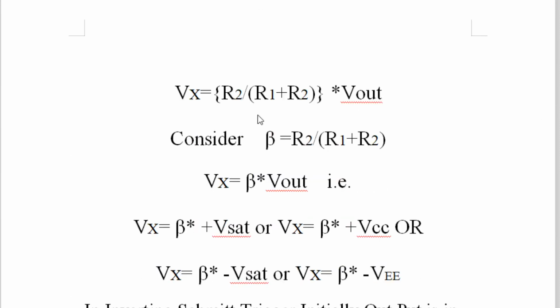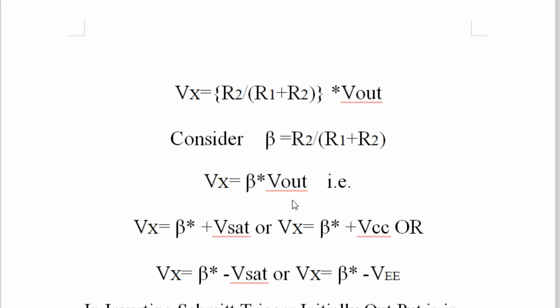So let us start with the hysteresis voltage. Vx is equal to, as all of you know very well, R2 divided by R1 plus R2, with R1 plus R2 in a bracket, and then one more bracket into Vout. So this is our voltage at point X, the potential divider formula. Now we consider that beta is equal to R2 divided by R1 plus R2. So instead of writing R1 and R2 every time, we will write beta. So Vx is equal to beta into Vout as it is.